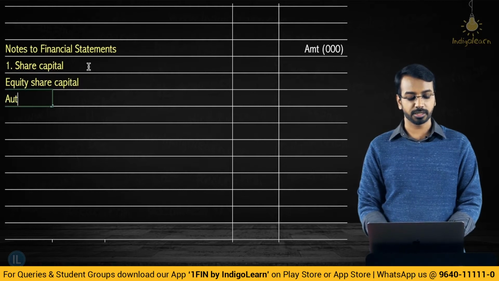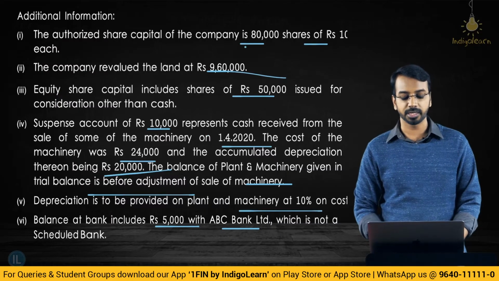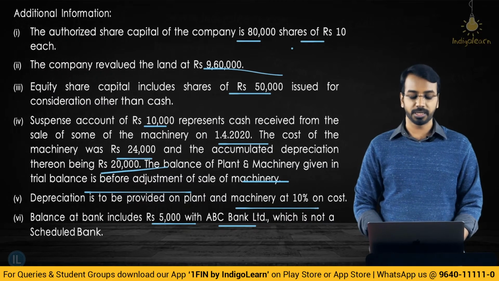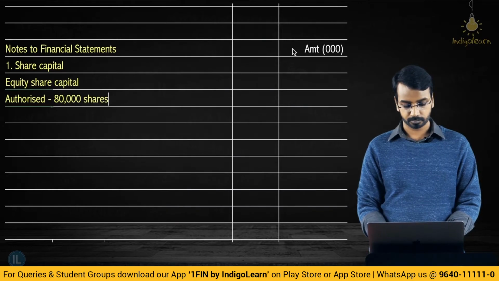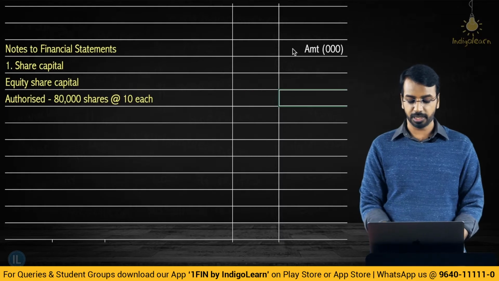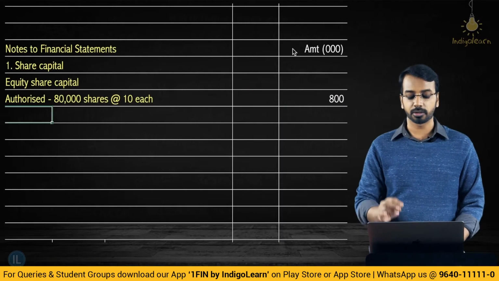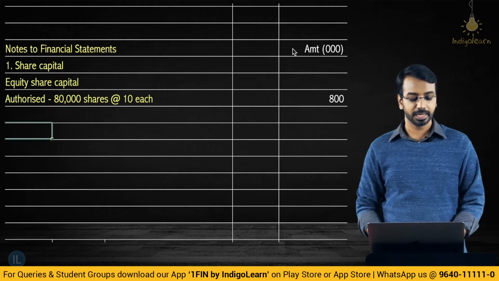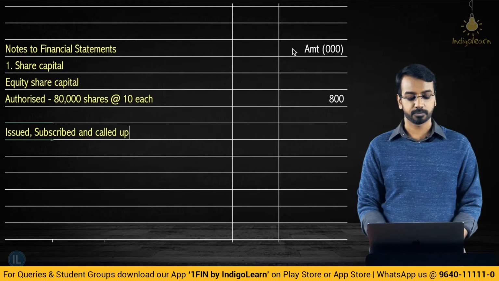For this, how much is authorized? If you look at the question, it says authorized share capital is 80,000 shares of 10 rupees each. So it makes it 80,000 into 10, 8 lakhs. Now don't write 8 lakhs fully, you will write only 800 because we have shown amount in thousands, right. In this, how much is issued, subscribed and called up?